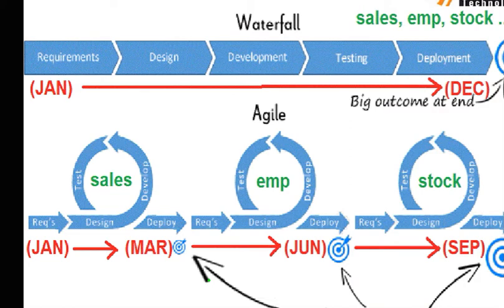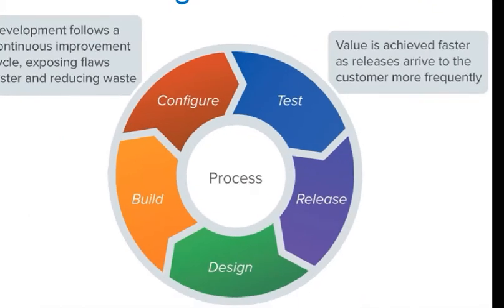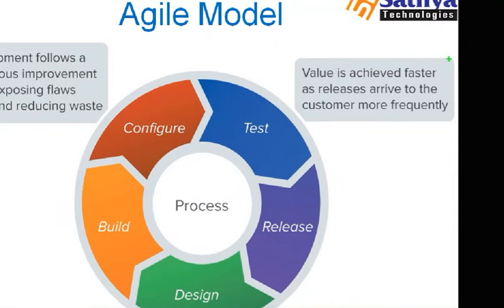Now this agile model will always concentrate on continuous development. If you see this agile cycle, it will always concentrate on continuous development. If you have different modules in our project, like a sales module, I will design the sales module, build, configure, test and release it. Then I will take my next module like the employee module. I will do the same phases.